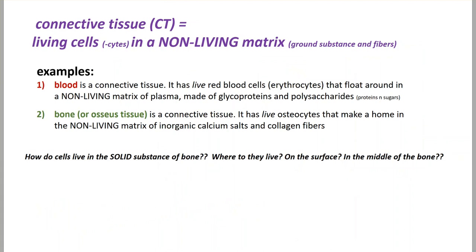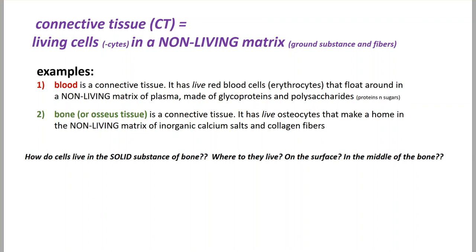The one really important thing I want you to know about connective tissues is that they consist of living cells in a non-living matrix. And so live cells are going to be floating around and hanging out in stuff that is not alive. So, for example, blood is a connective tissue. It has live red blood cells and they float around in your plasma. Your plasma is not alive. It doesn't have cells that make it up. It's glycoproteins and polysaccharides and water. So proteins, sugars, and water is what makes up your plasma.